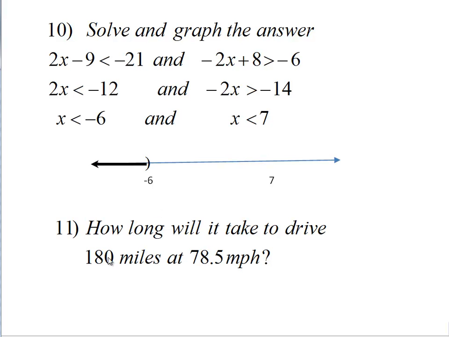Okay, how long is it going to take? 180-mile trip at 78 miles an hour? Well, you just divide 180 divided by 78.5, so then your miles will cancel, and you have, I believe, 2.29 if you want 2 decimal places per hour.